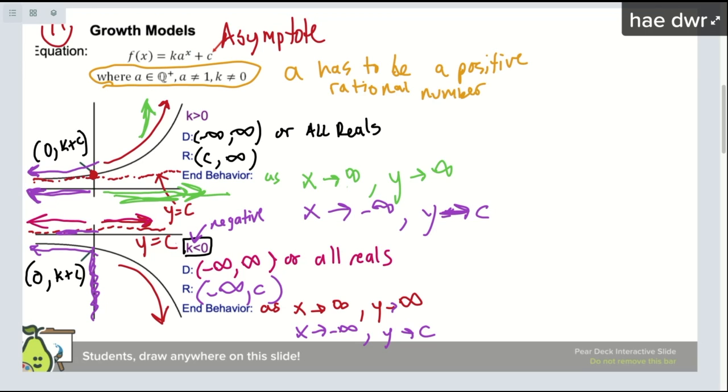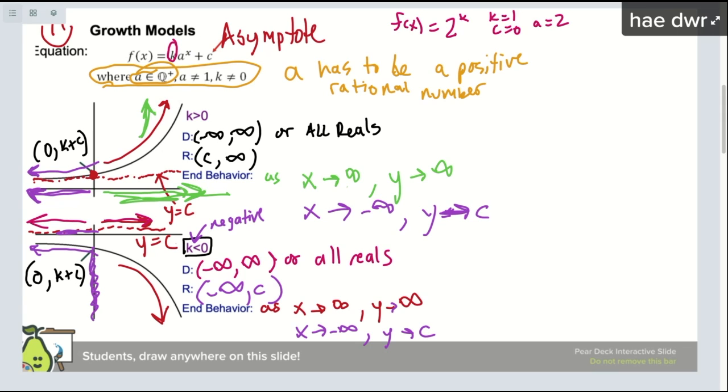That's what this means here. So k is going to be your multiplier. I'll do another color for that. So your multiplier is right here. This is k. So for example, if my equation was f of x equals 2 to the x, here k equals 1, my c equals 0, and my a equals 2.